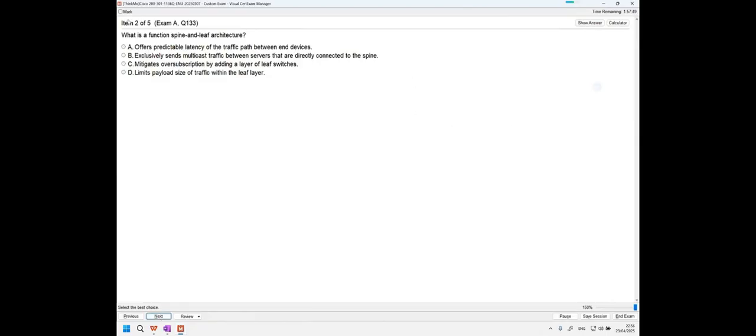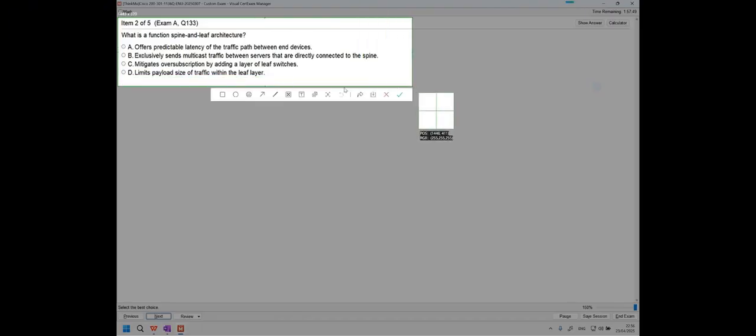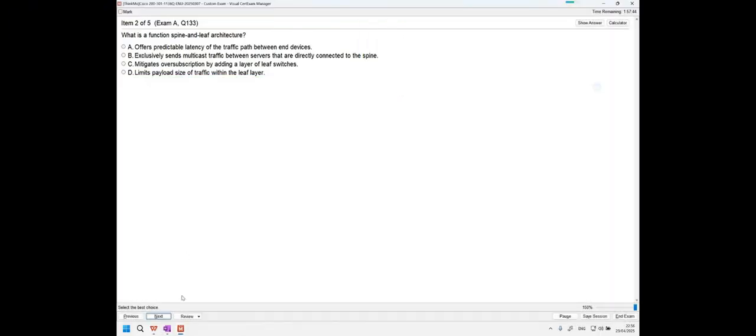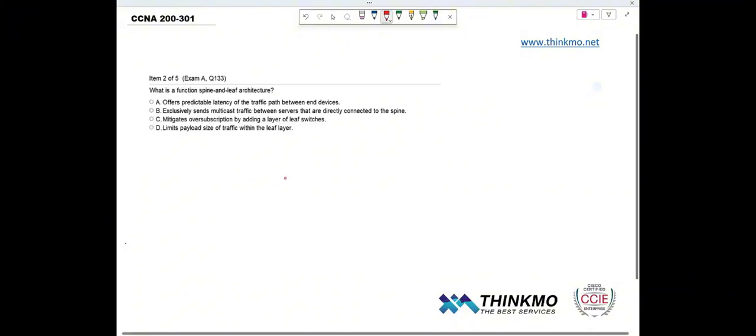All right, then the next question. The next question is about this kind of spine and leaf structure, which is essentially the network of a data center. The data center will have this kind of spine and leaf structure, and it asks what the function of this structure is. Then let's look at option A, which says that this structure provides predictable latency for traffic between endpoints and endpoint devices. This predictable latency for traffic is basically correct, so we'll keep it in consideration for now.